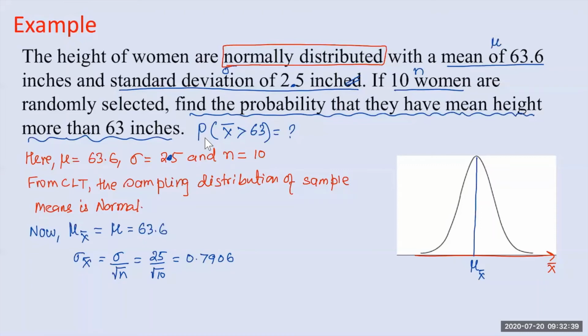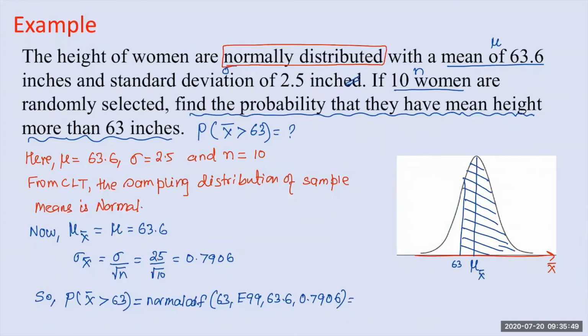So what we need to do is find the probability that the mean is greater than 63. Sorry, okay, we are taking back 2.5 for that. So if we take 2.5 here, the standard deviation should be 0.7906.